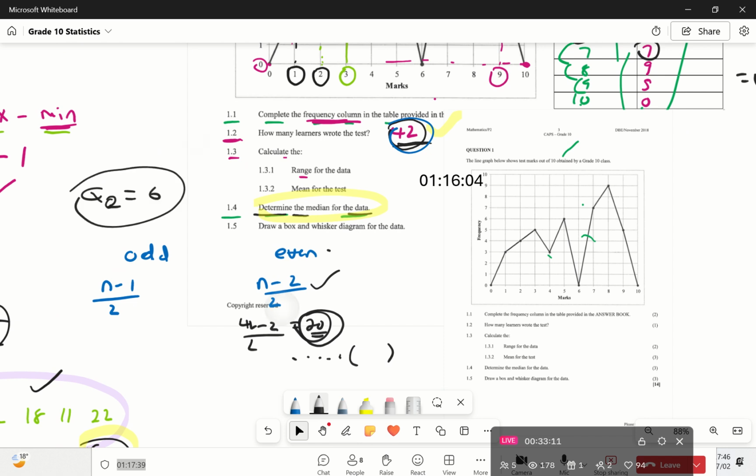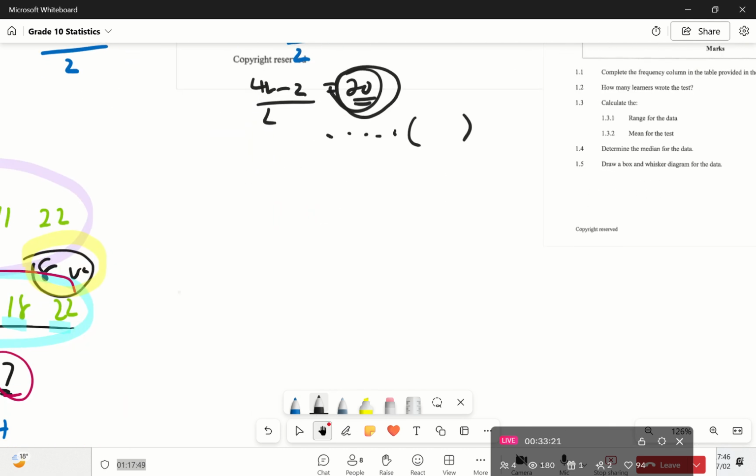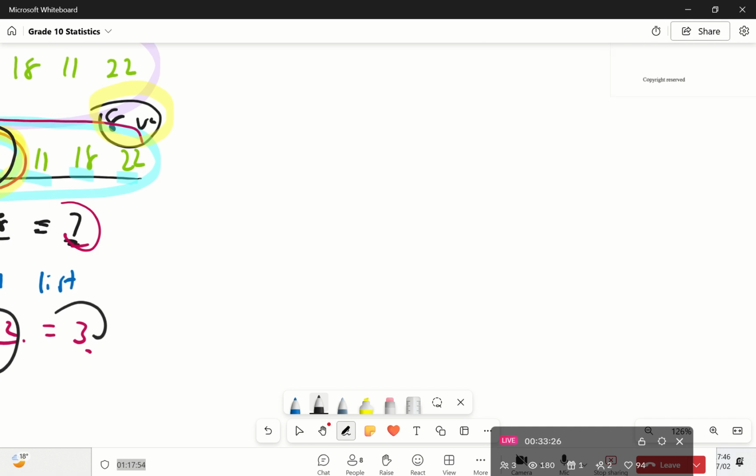Okay, sharp. Then the last question, 1.5, asks us to draw what we call a box and whisker diagram of the data. You guys remember last week in our sessions on statistics, I derived the so-called box and whisker diagram. So basically it looks like this, a box, and then this is the minimum value of the data. This is the maximum value of the data. And then this will be the Q2, which is the median. The value here will be Q1. The value there will be Q3.